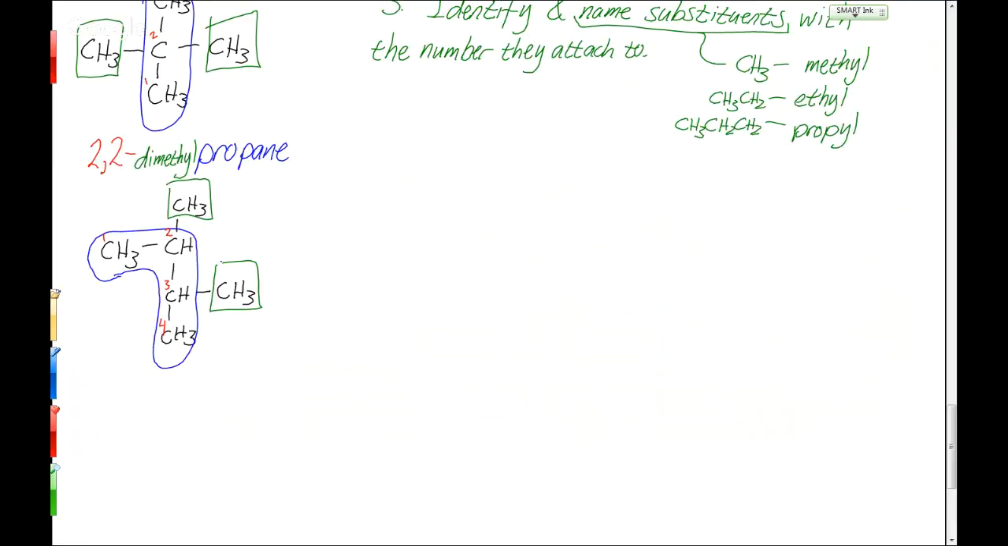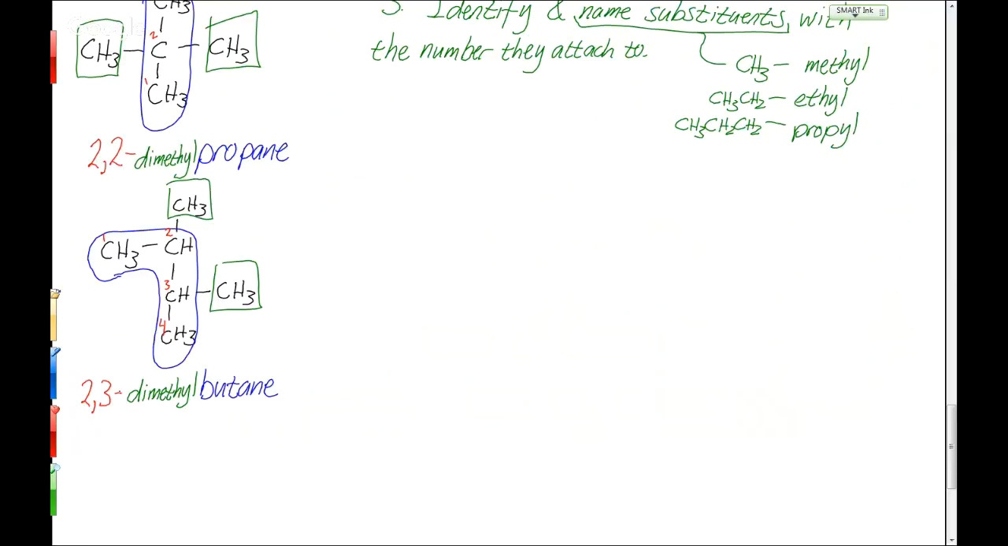Okay, let's construct a name. So the 4-carbon chain is butane. I have 2 methyl substituents, so that is dimethyl. And then those substituents are on carbons 2 and 3. So that gives me the full name. Is that what you got?